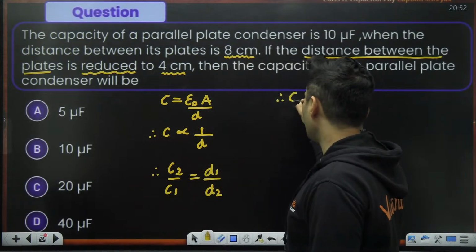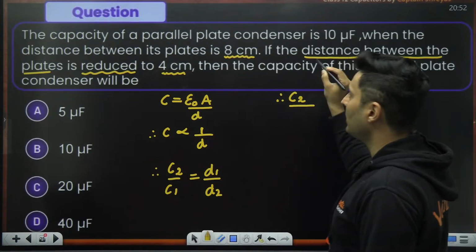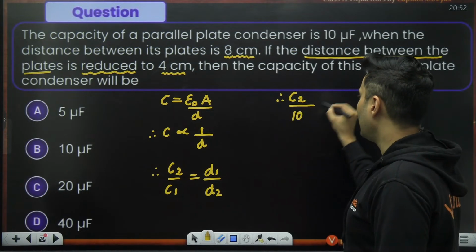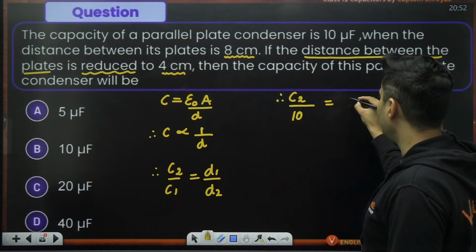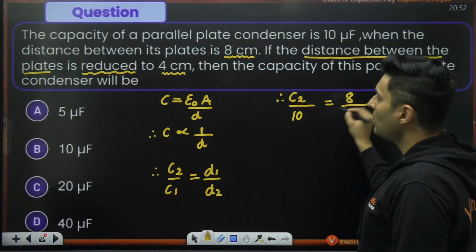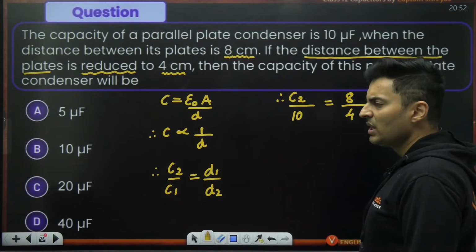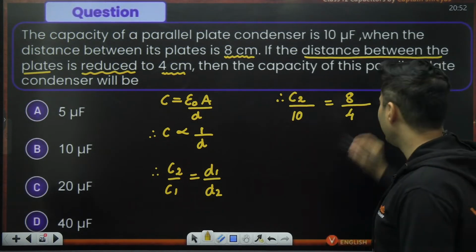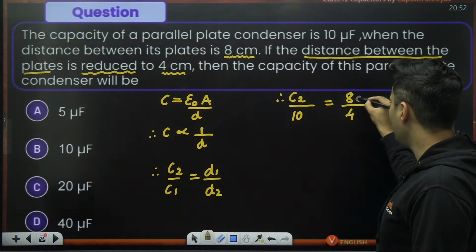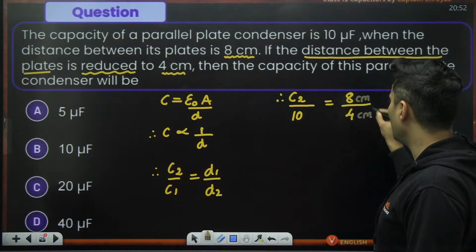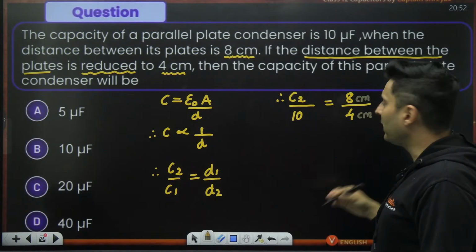So what is the new capacitance? I don't know. What is the old capacitance? It is 10 microfarad. What is the original distance D1? It is 8 centimeters. What is the new distance? It is 4. Sir, shouldn't I convert centimeters to meters? Well, even if you do, how does it matter? There is centimeters on the top, centimeters below. Anyways, it will cancel. So don't worry.